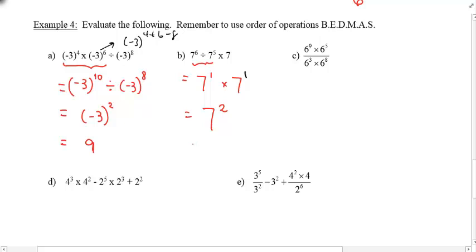1 plus 1 is 2. And that's, of course, 7 squared, or 49.